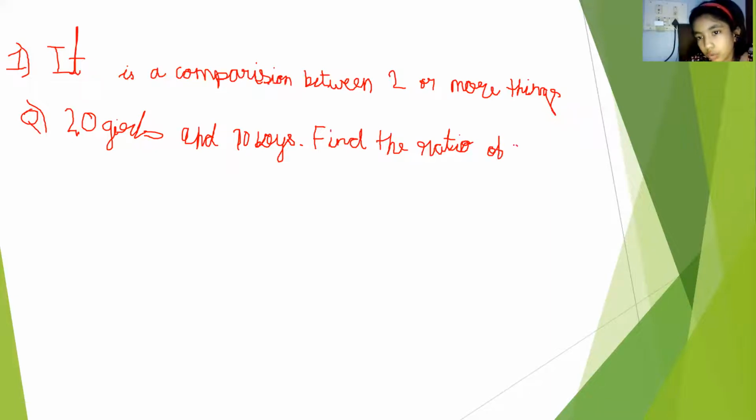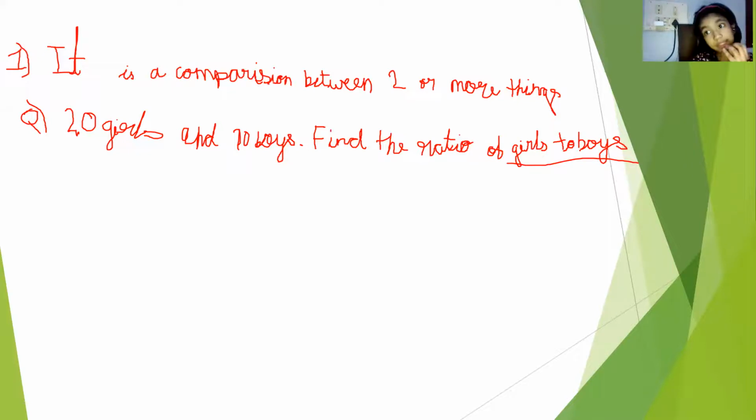Find the ratio of girls to boys. So what do you do over here? You write it as girls to boys. Underline this, girls to boys, because it is very, very important. Write it really quickly. Good. Now let's continue. Girls to boys.